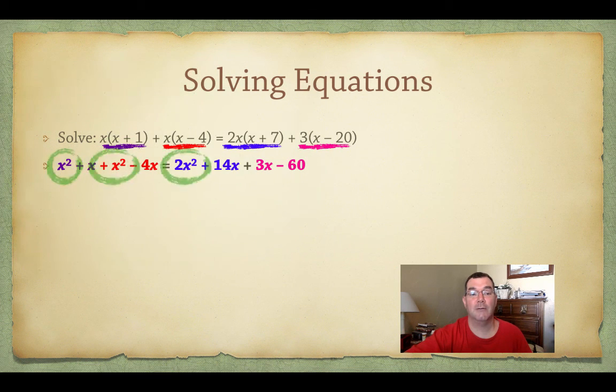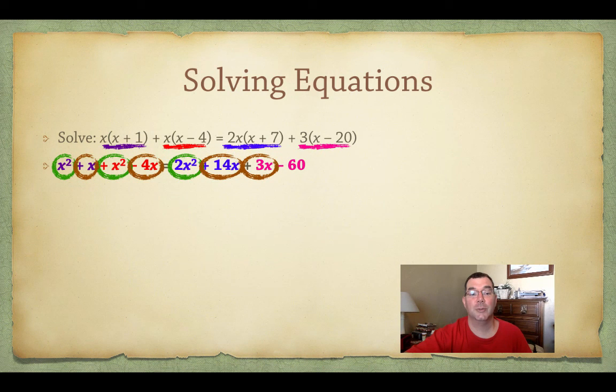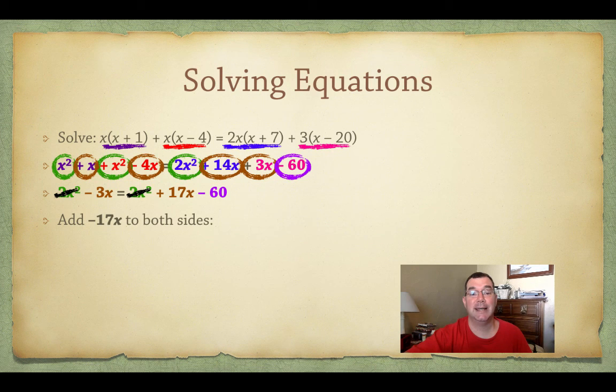So this is what I need to solve. These are my x squareds: I have 2 on the left and 2 on the right. Those are my x's, and then I've got a constant on the right. On the left, I've got 2x squared minus 3x, and on the right, I've got 2x squared plus 17x minus 60. The 2x squared on each side I can subtract off, so those go away. Then I can add negative 17x to both sides, and that gives me negative 20x equals negative 60. The last thing to do is to divide both sides by negative 20, and that gives me x equals 3. That's the solution to that equation, and it's the only solution.